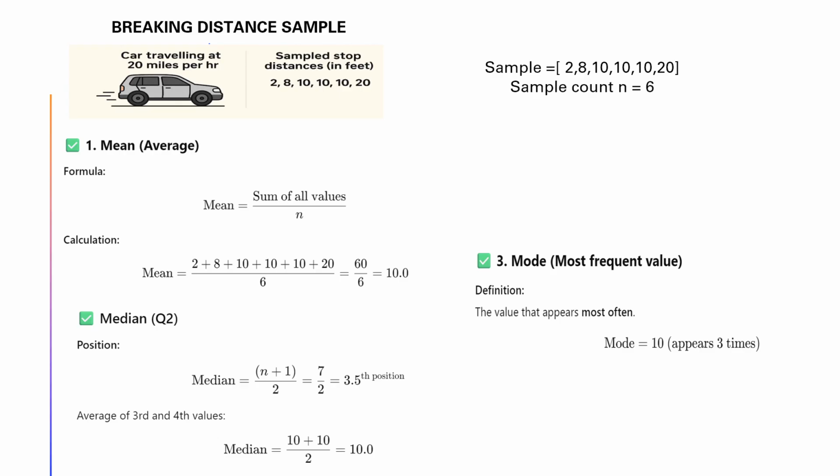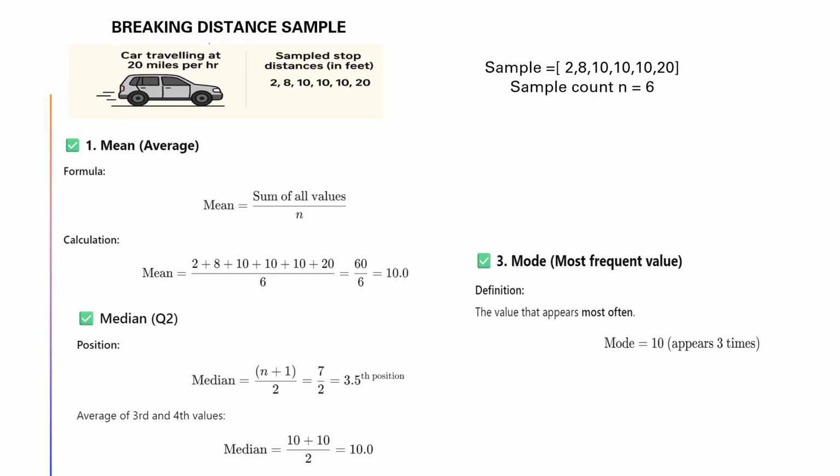The formula for calculating mean is the first one that we're going to cover. It's the sum of all values divided by n, the total number of values. So in this case, the mean works out to be 2 plus 8 plus 10 plus 10 plus 10 plus 20 divided by 6, which is 60 by 6, which is 10.